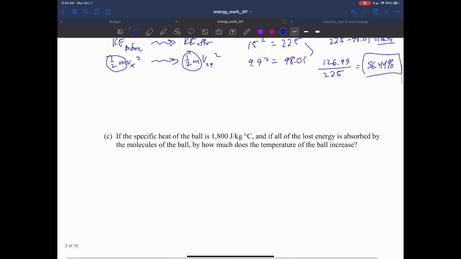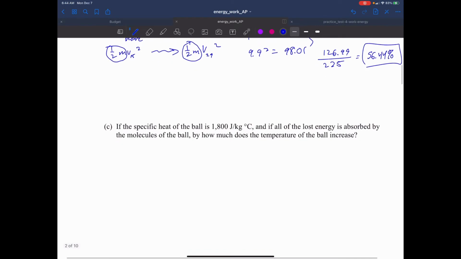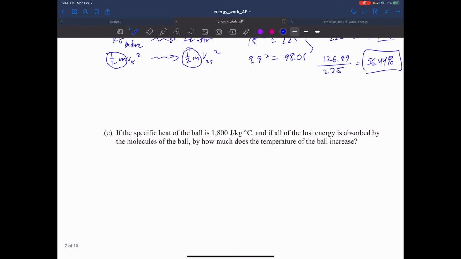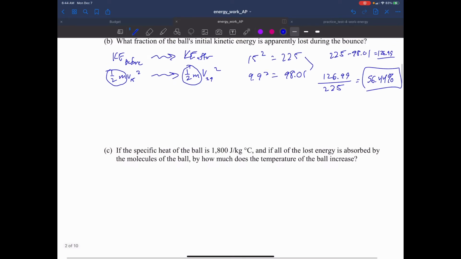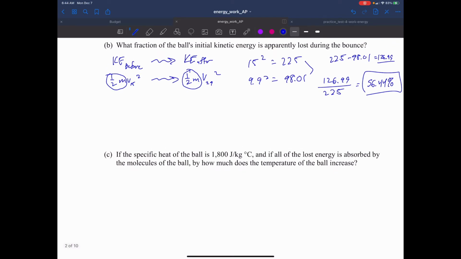So that leads us into the next question. If the specific heat of the ball is 1,800 joules per kilogram degree Celsius, and if all that lost energy is absorbed by the molecules of the ball, which is kind of an assumption because obviously the floor would get some of the heat too, but for this question, assume that all the energy is going into the ball. By how much does the temperature of the ball increase?